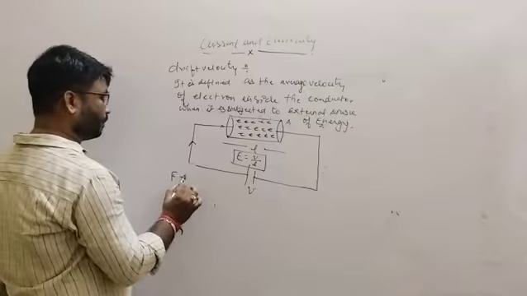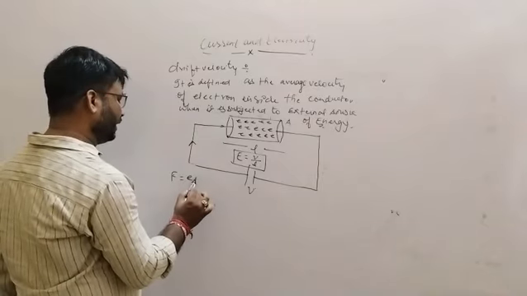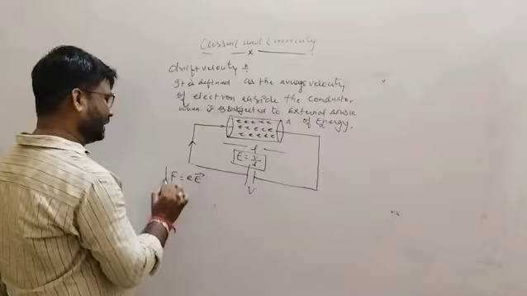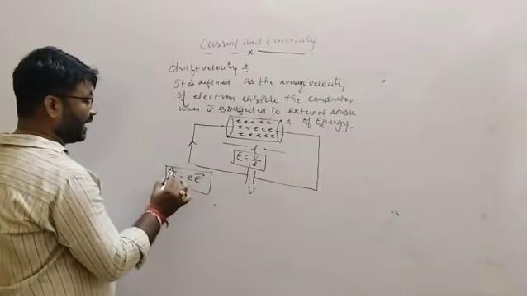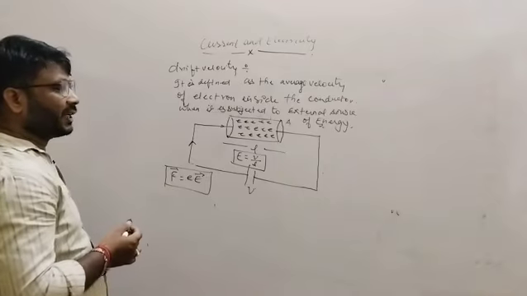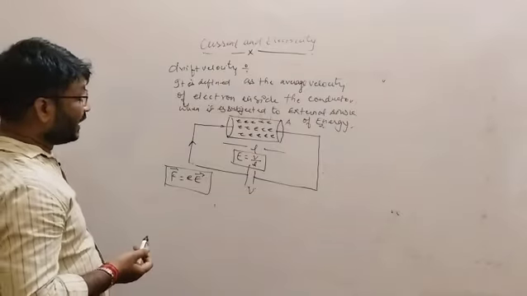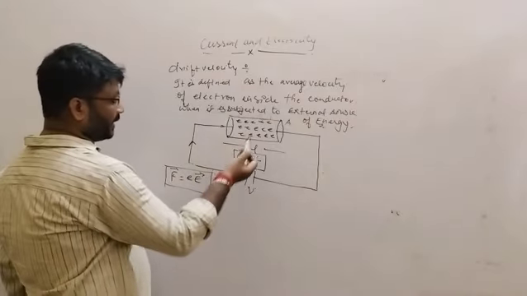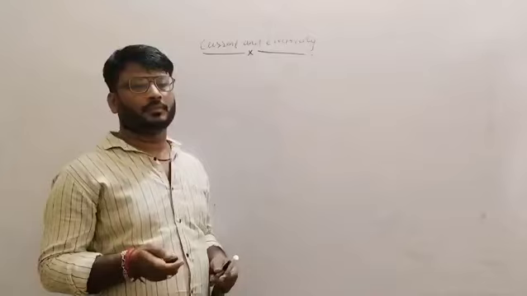That force is given by F equal to e into E, where E is the electric field and F is the force by which the electron gets drifted from one end to another end of the conductor, and that will lead to the current inside the conductor.